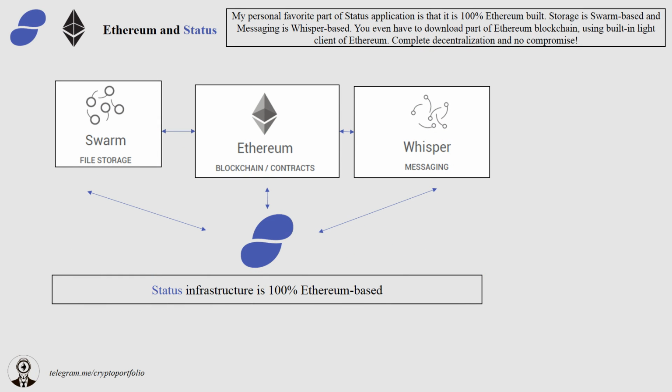And we move to the details. The favorite part of the Status application is that it is 100% Ethereum built. Storage is Swarm-based and messaging is Whisper-based. You even have to download part of the Ethereum blockchain using the built-in light client of Ethereum. Complete decentralization and no compromise.